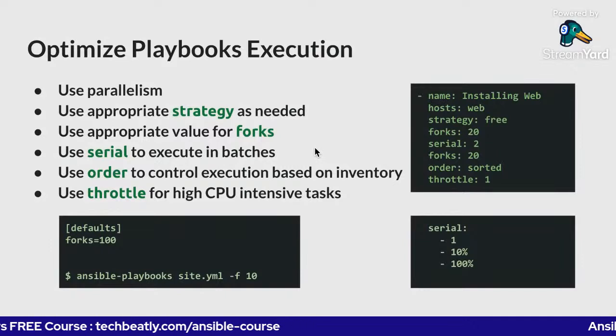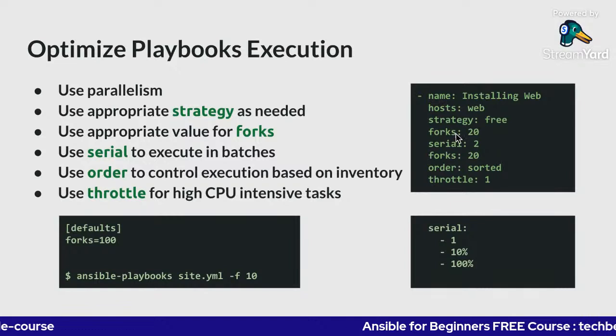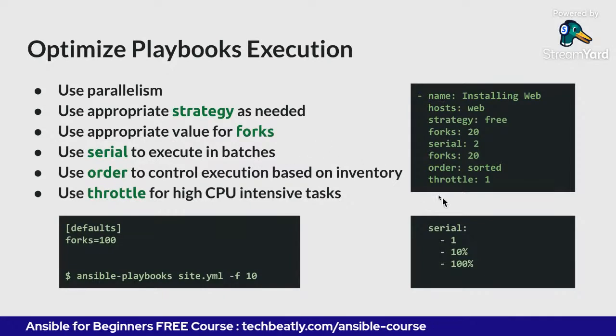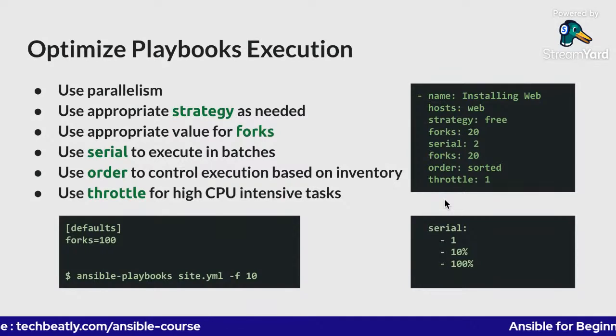Let's say your Ansible machine is very good. Don't keep the forks value at 5 and wait for the playbooks to complete. No, you can increase it. Another option is serial, by which you can control the number of hosts to be executed in parallel.